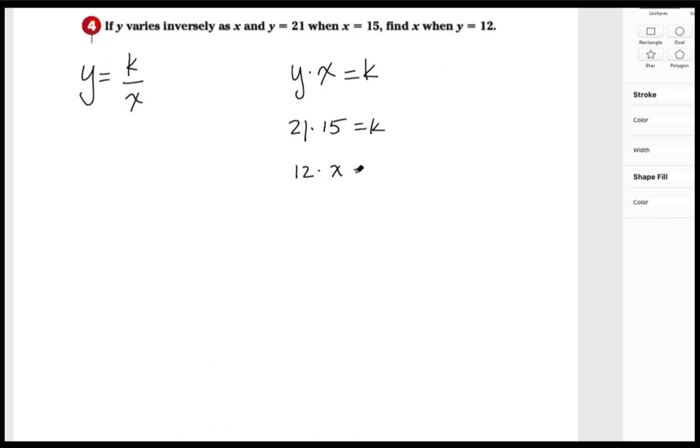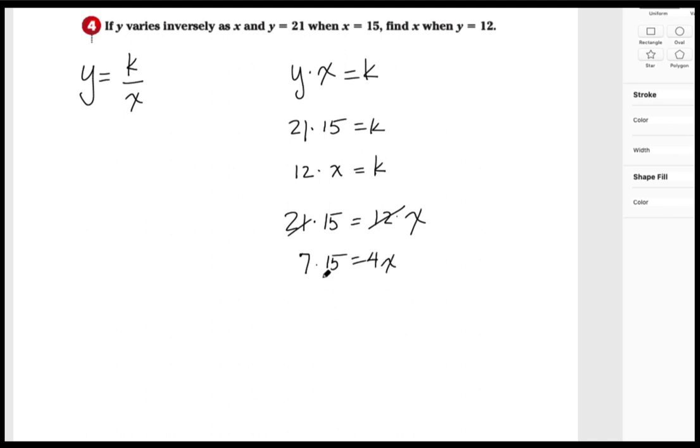So we know that's still going to equal k, right? So when y is equal to 12, and we're in the same situation, y times x is still going to be equal to k. So watch this. They're both equal to k. So 21 times 15 is equal to 12 times x. And I think we can do some pretty good math without doing a whole lot of big multiplication. I can divide 3 out of both sides, right? And so I get 7 times 15 is equal to 4x.